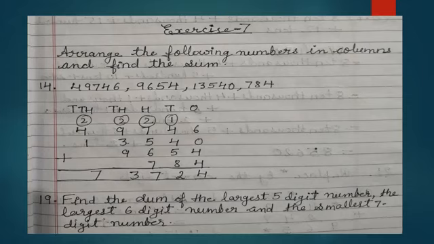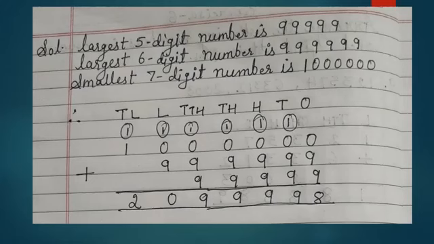Find the sum of the largest 5-digit number, the largest 6-digit number and the smallest 7-digit number. So look here. Largest 5-digit number is 99,999, means 5 nines. Then largest 6-digit number is 6 nines. Okay. Then smallest 7-digit number is 1,0,0,0,0,0,0, that is 10 lakh.